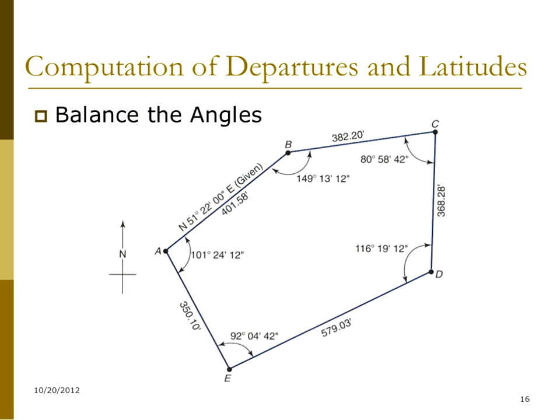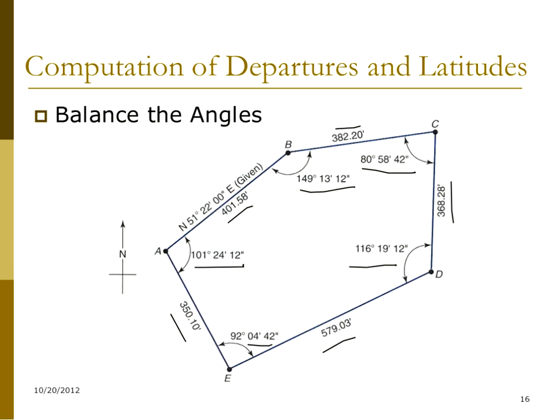So, computation of our departures and latitudes, balancing our interior angles. We're back to that original figure that we started with, the five-sided figure. And here are all of our angles, and all of our distances around the figure. Here, here, here, here, and here.